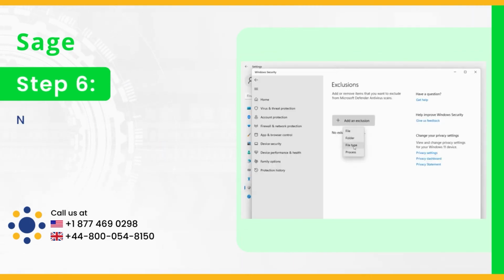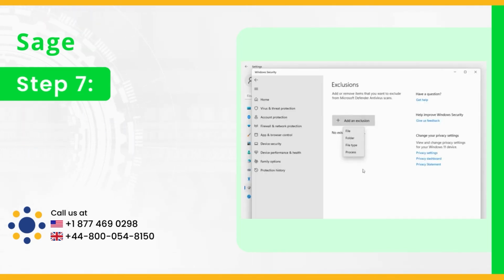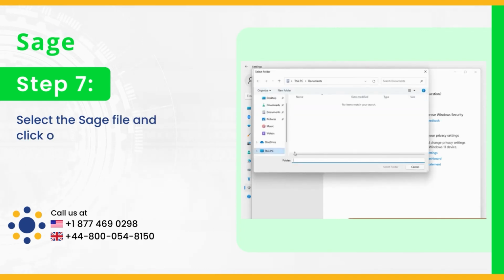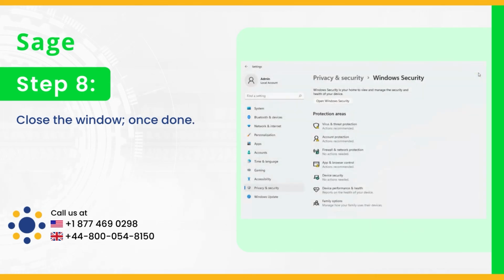Step 6. Now, click on the plus Add an Exclusion button, then select File. Step 7. Select the Sage file and click on Open. Step 8. Close the window once done.